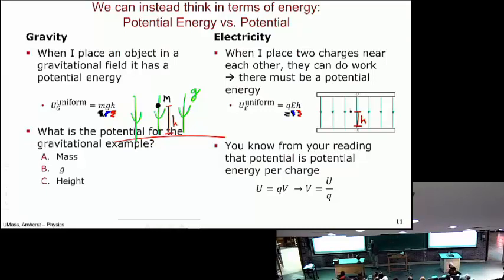Now I'm going to ask a somewhat tough question. Which of these is closest to the potential for the gravity example? Let's see what you've come up with on the count of three. One, two, three. All right, pretty good, actually. This is a hard, hard, hard question.